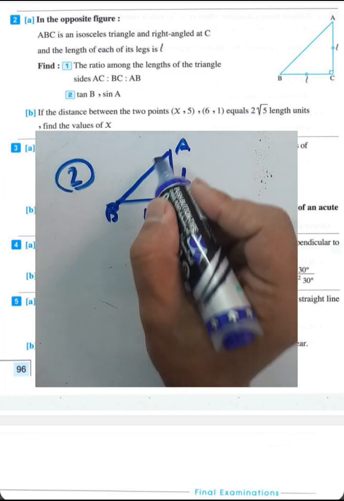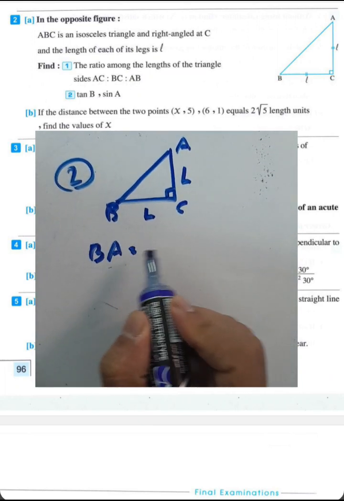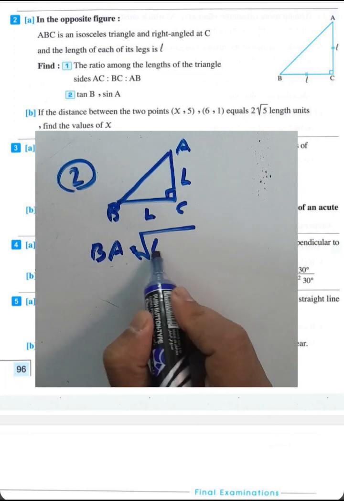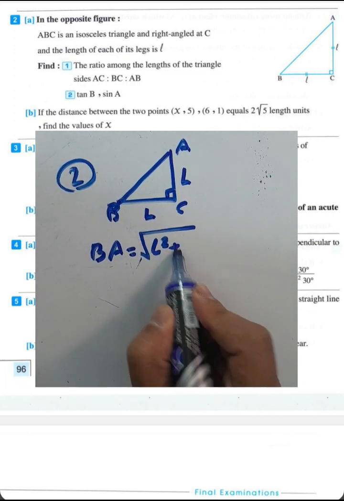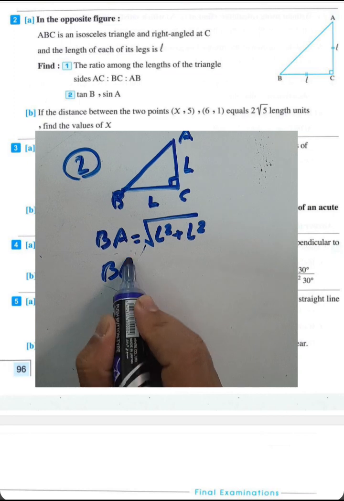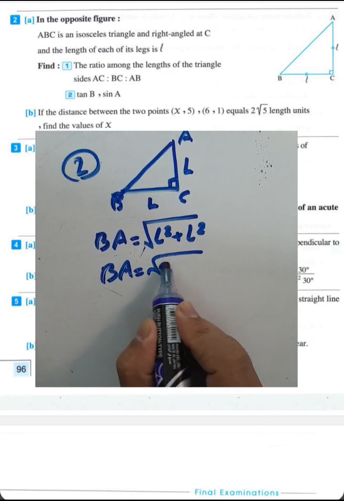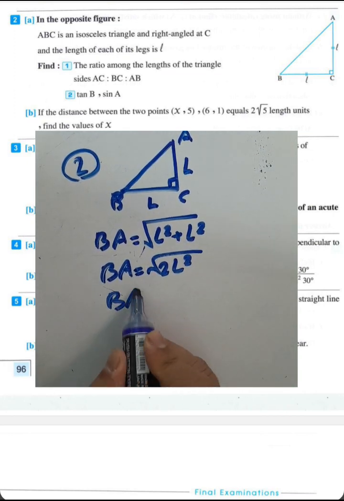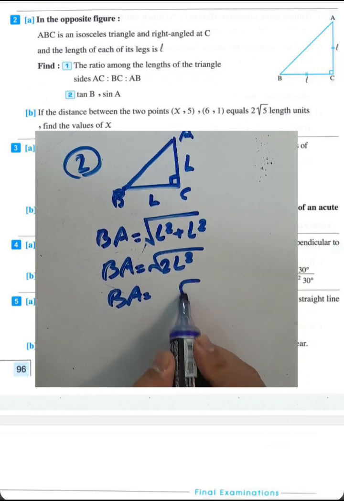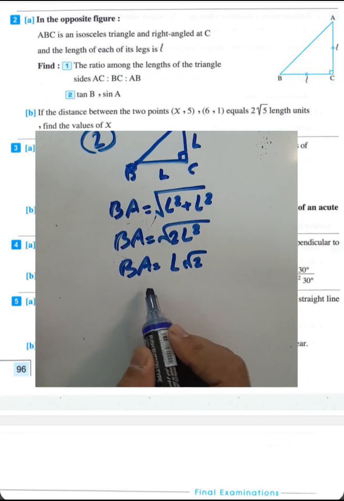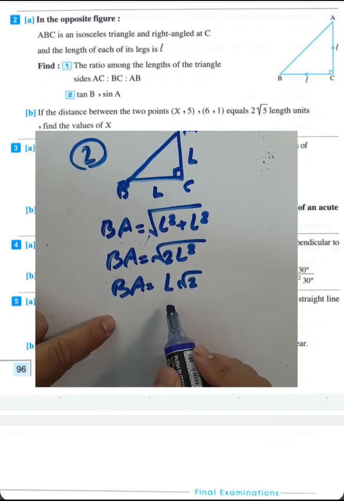Okay, we can find BA from Pythagoras. Square root of L power 2 plus L power 2, then BA equals square root of 2L power 2. Square root of 2, and the square root of L power 2 will be L. Then BA equals L root 2.